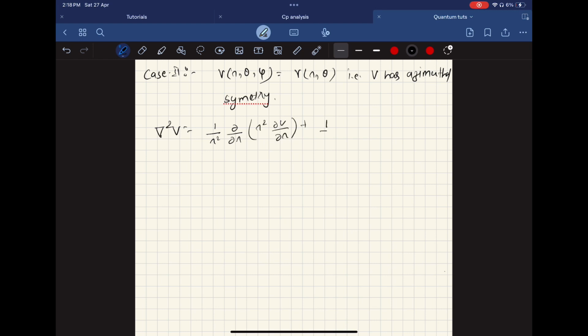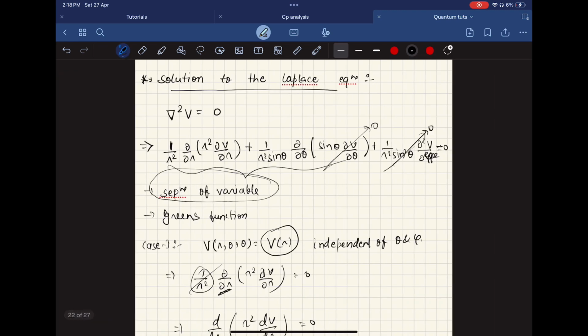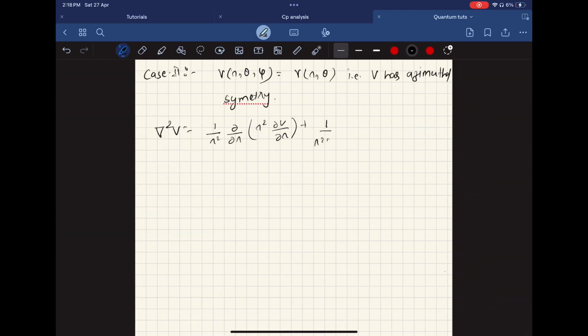1 over r square sine theta del over del theta into sine theta del V by del theta. So what we are going to do in this method is assume V is a product of two functions, where one function is only dependent on r and the other function is only dependent on theta. This method is called separation of variables.